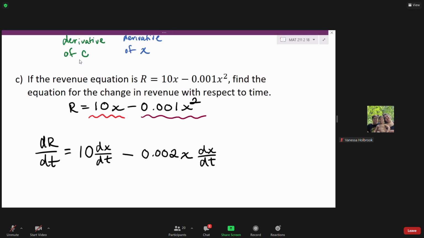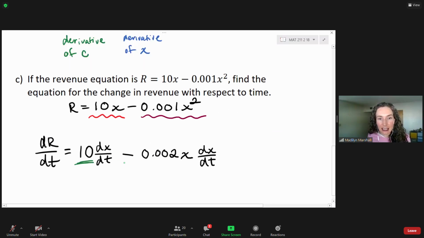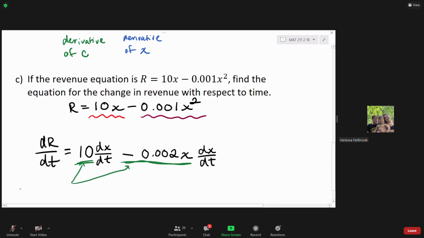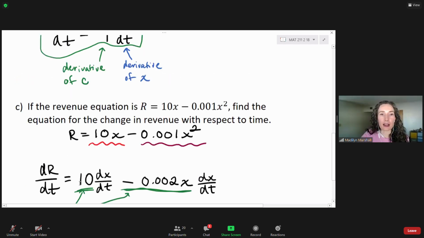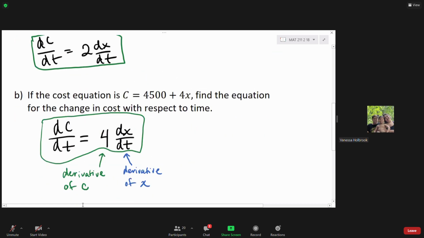So this part, if we ignored those dx dt's, everything else should look exactly the same as if we were taking just a regular derivative. The only thing that's different is that we have to put dx dt on every time we have a term that has an x in it. So far we've done a cost equation, a revenue equation, and what was the first one? A cost equation also? Yes, those first 2 are both costs. Okay. Thank you.